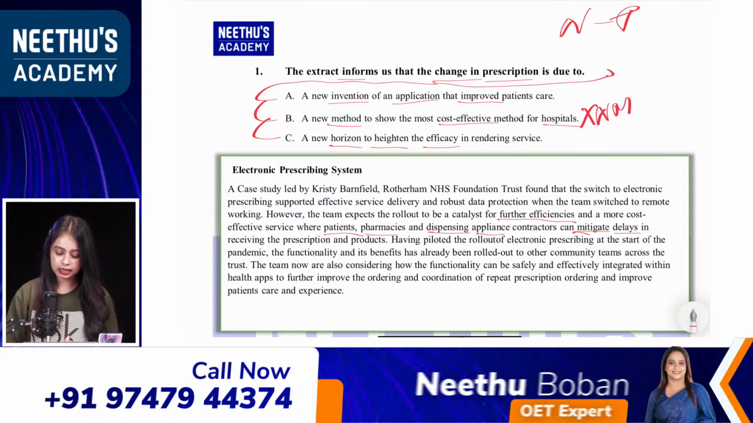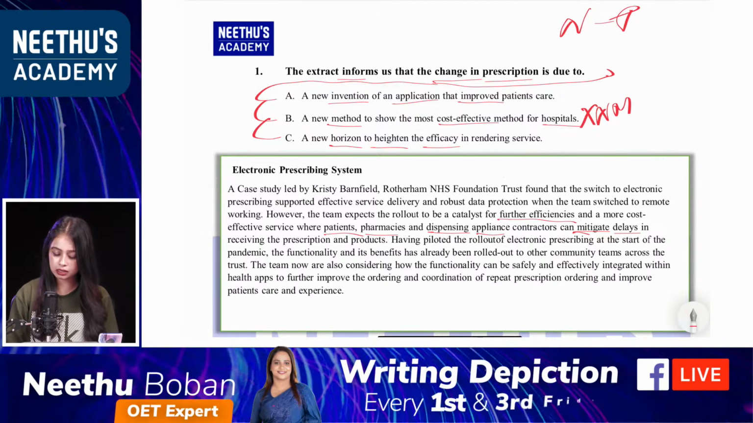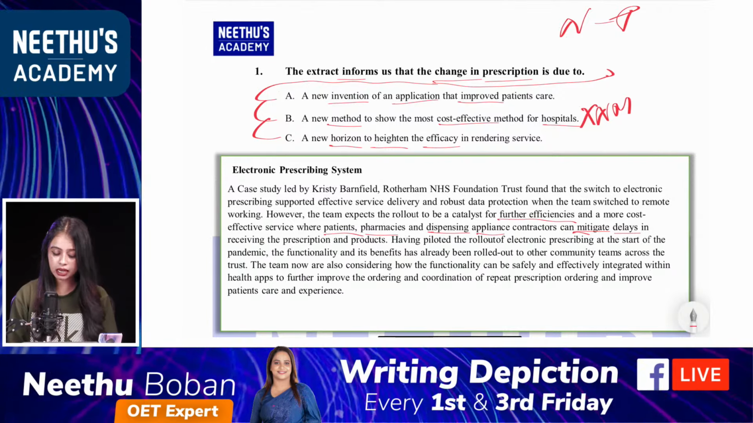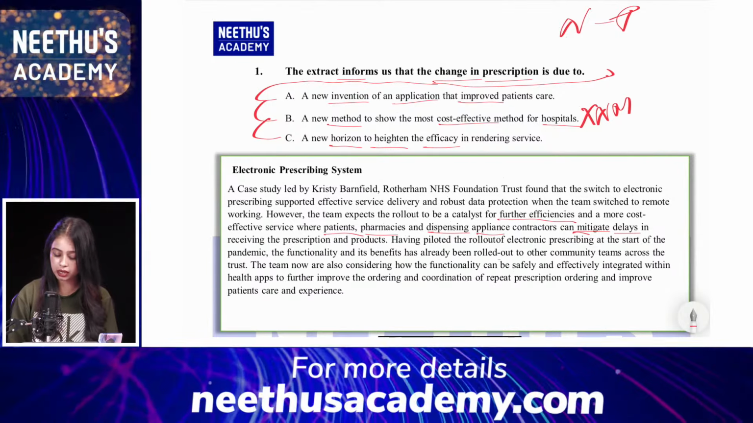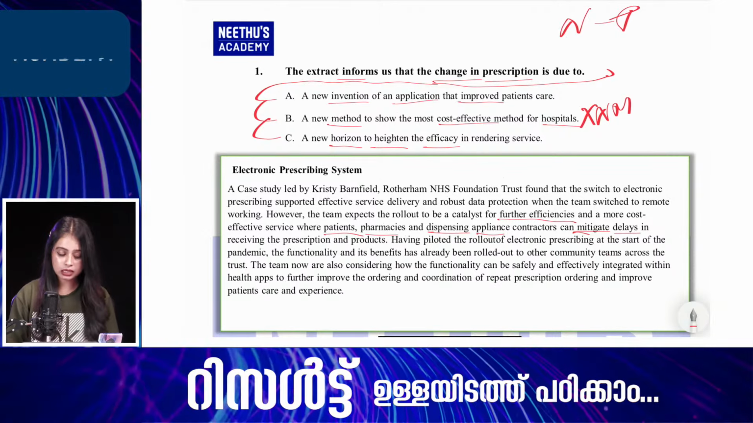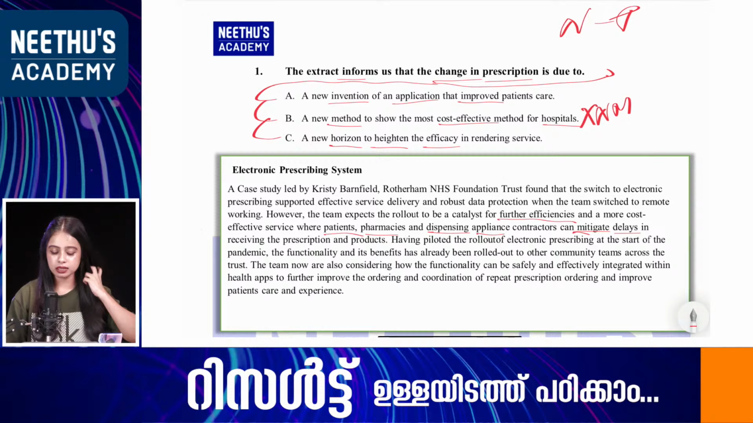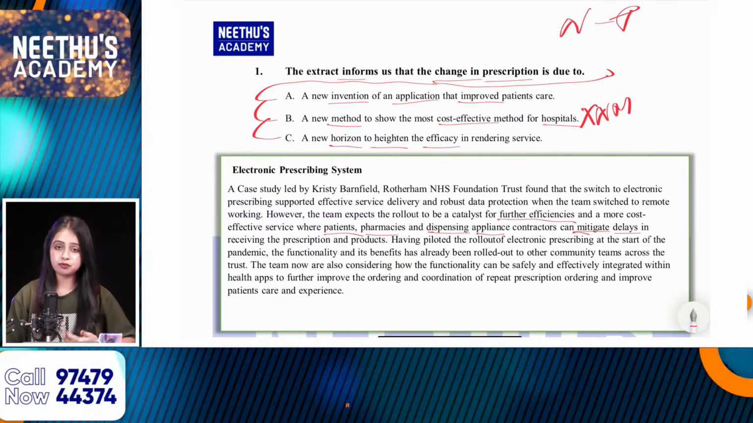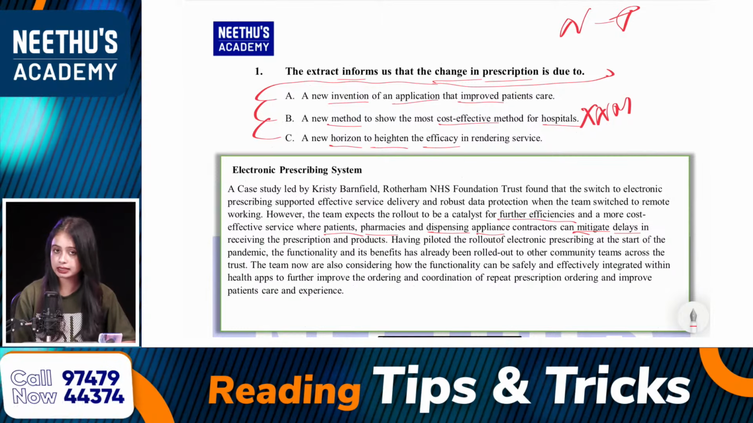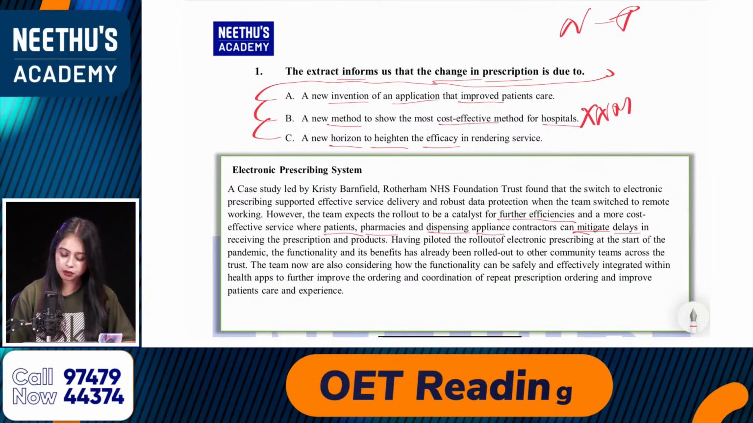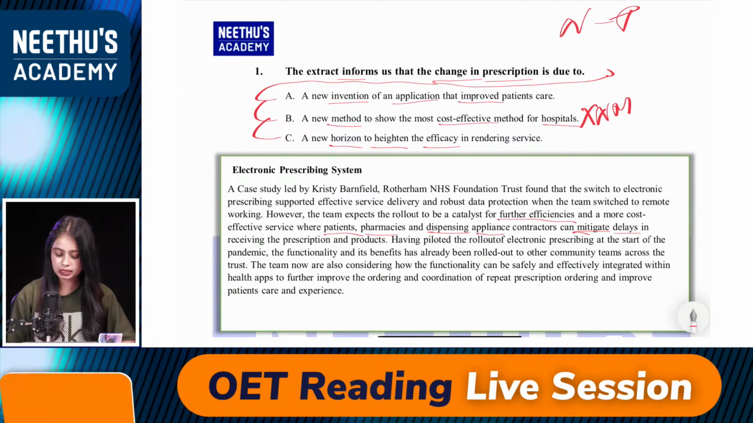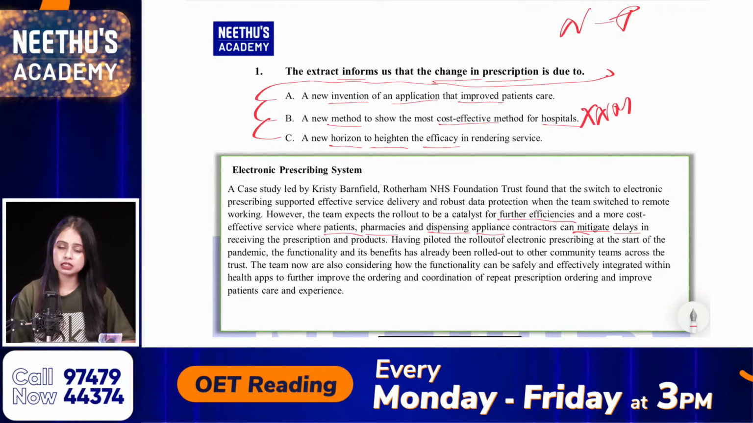Okay, so we are eliminating this option B. Then I am reading the further lines here. Having piloted the rollout of electronic prescribing at the start of the pandemic, the functionality and its benefit has already been rolled out to other community teams across the trust. The team now are also considering how the functionality can be safely and effectively integrated within health apps to further improve the ordering and coordination of repeat prescription ordering and improve patient care and experience.